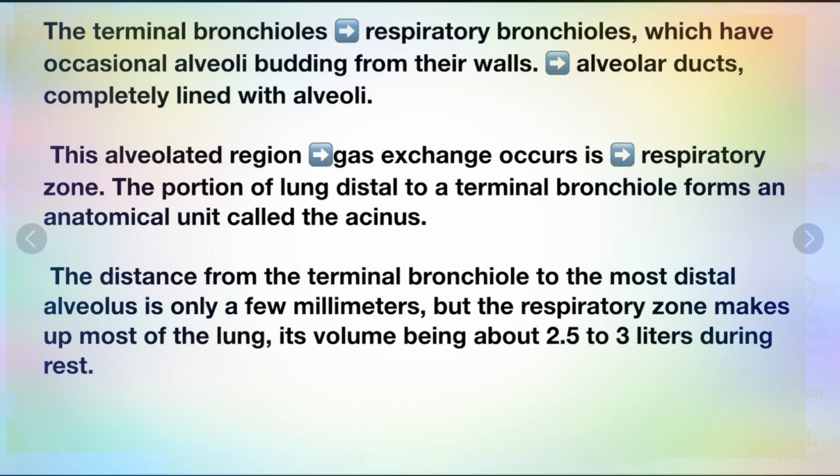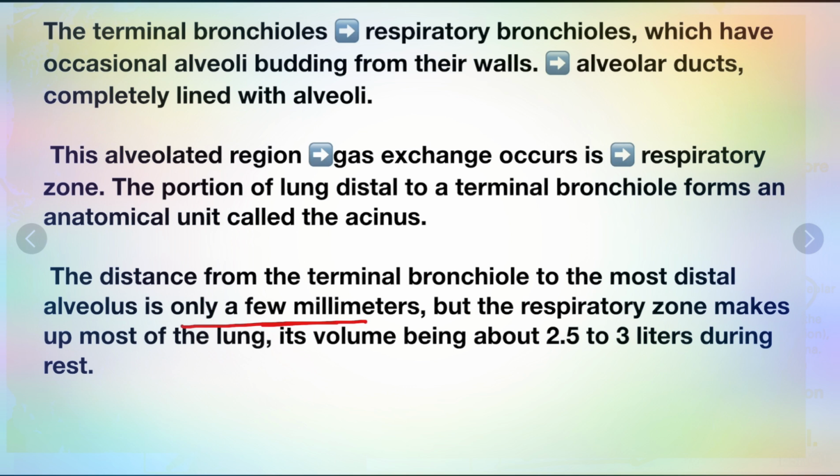The portion of lung distal to the terminal bronchiole forms an anatomical unit called the acinus. So distal to the terminal bronchiole, the part of the lung is known as the acinus. This is the anatomical unit of the lung. The distance from the terminal bronchiole to the most distal alveolus is only a few millimeters, but the respiratory zone makes up most of the lung.